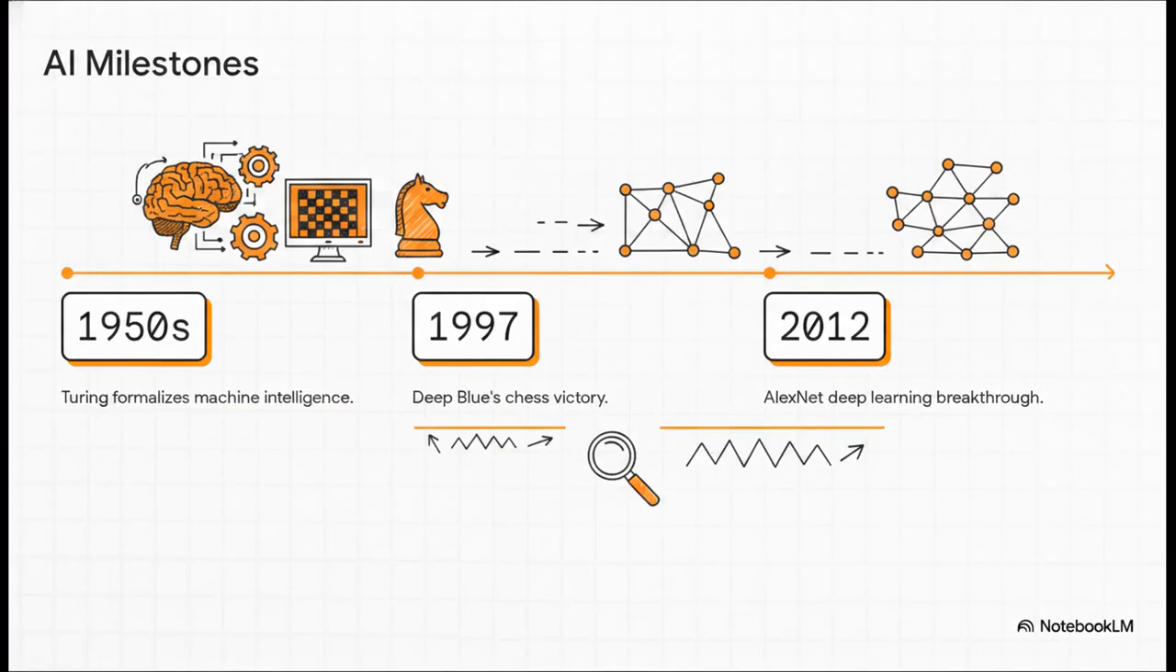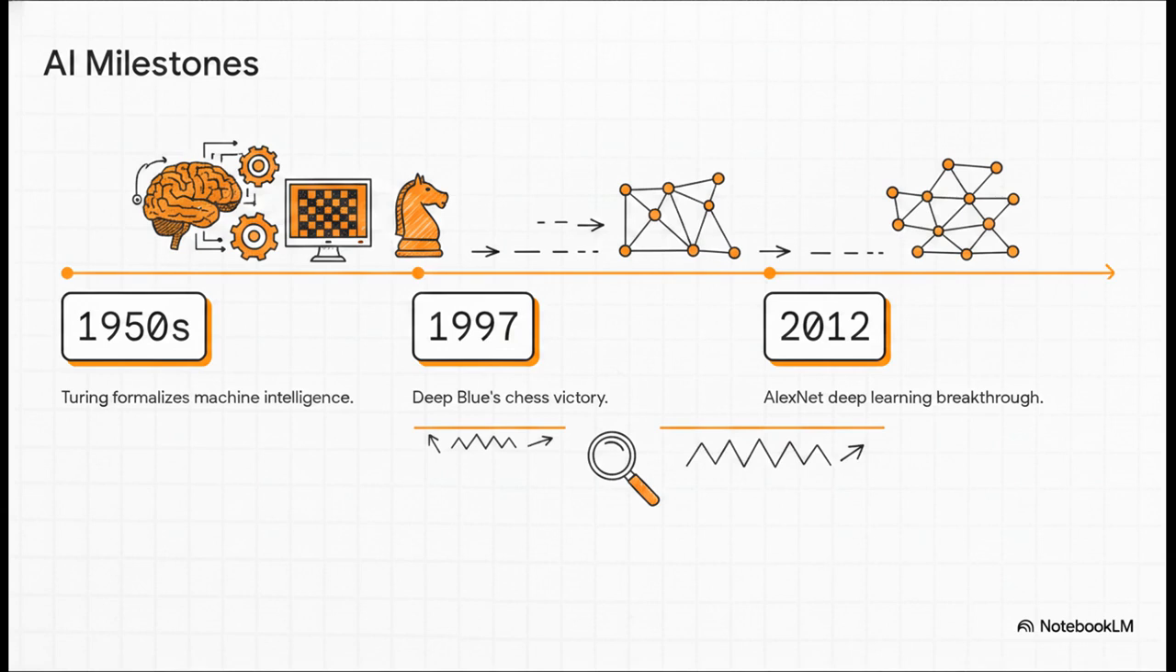All right, Part 5, A Brief History of AI, the journey from theory to today. To truly understand where we are right now, we have to look at the chronological road that got us here. AI development actually has a surprisingly long history. Way back in the 1950s, Alan Turing formalized the whole concept of machine intelligence. Fast forward to 1997, and we saw this huge, very public milestone with IBM's Deep Blue victory in chess.